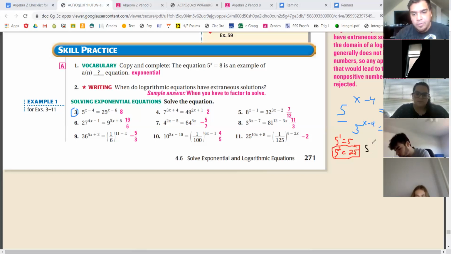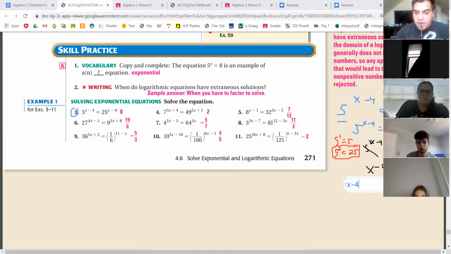On the left, nothing has happened yet, so it's still x minus 4. But the right is going to be 5 to the 2x minus 2 times 6, 12. Now we finally, after all that work, made the 5s match. And because the 5s match, we could cross this out and just do our normal algebra, which is x minus 4 equals 2x minus 12.